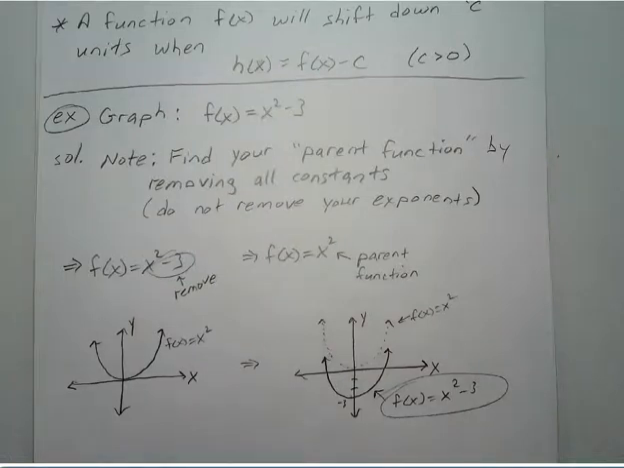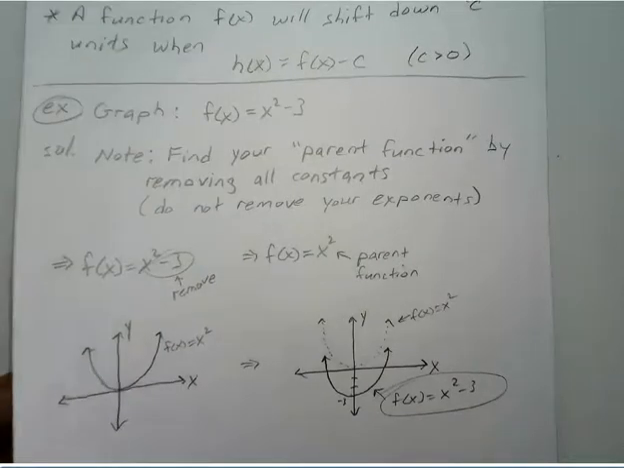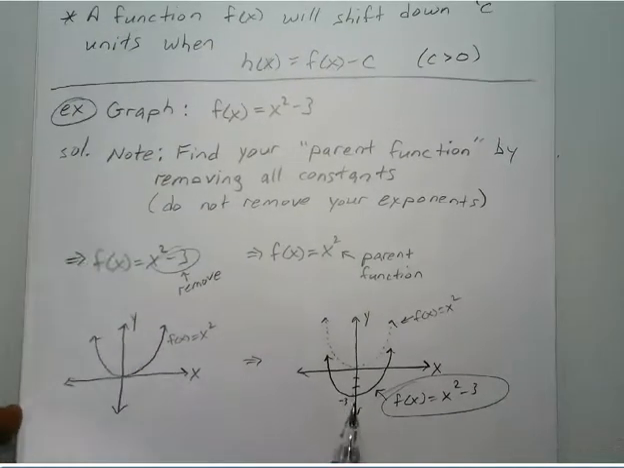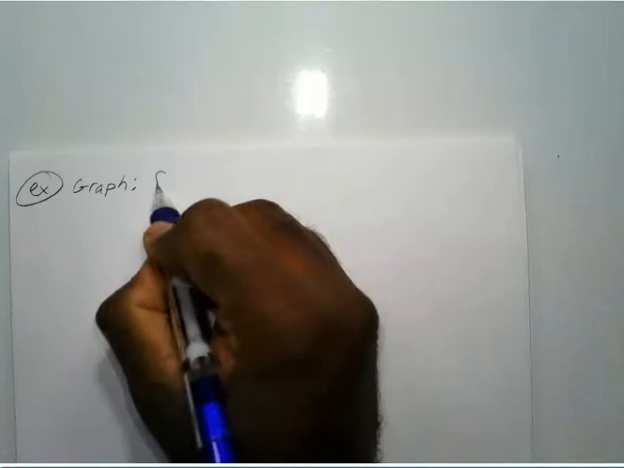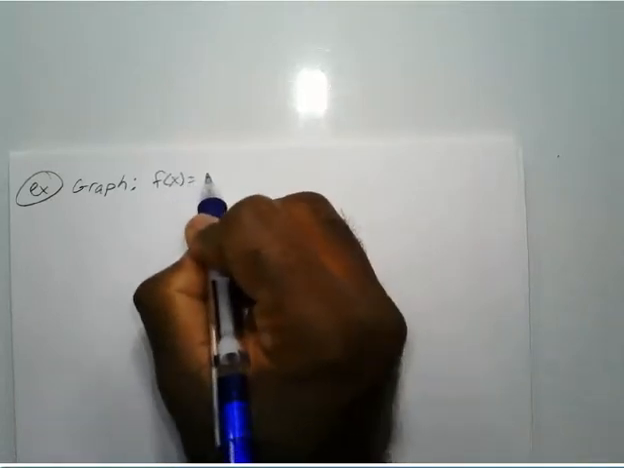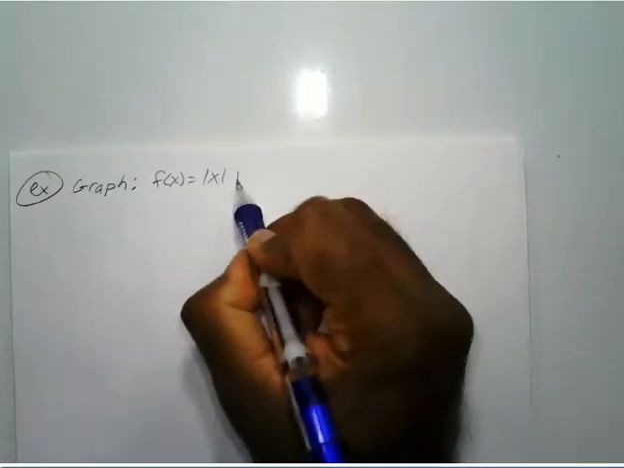All right, so we're going to go ahead and do another example. If you are still writing, please feel free to press pause. All right, bring our paper down a little. Okay, so let's say, for example, we want to graph f of x equals absolute value of x plus 4.